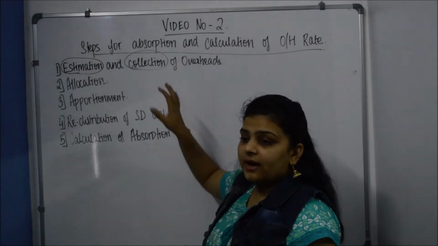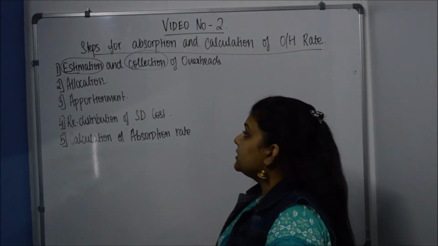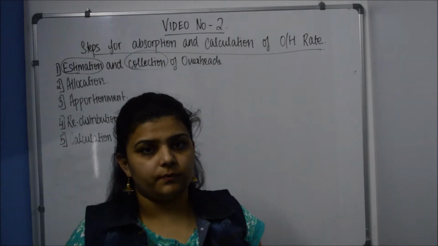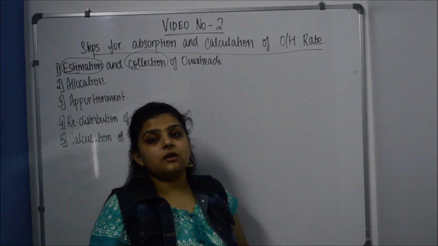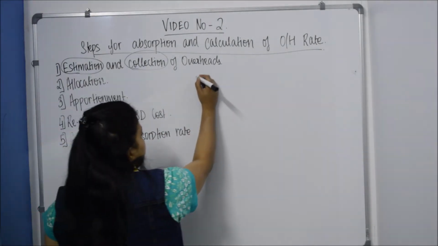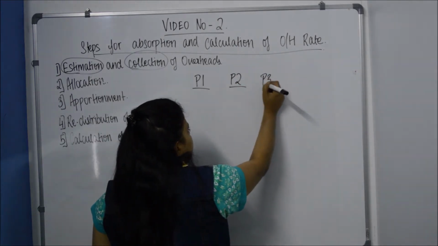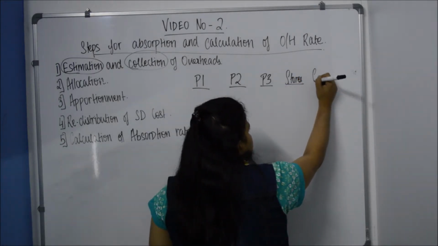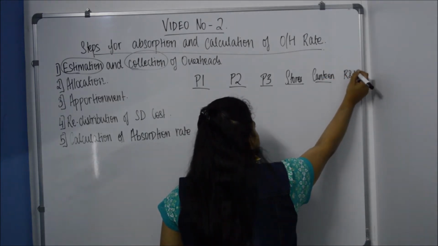Now that I have everything on a piece of paper, I have written down all the estimations of the overheads. Next step is allocation. What do I mean by allocation? First, I will explain it to you with the help of an example, and then I will tell you the meaning of allocation. Let us say I have 6 departments, P1, P2, P3, then I have stores, I have canteen, I have repairs and maintenance.